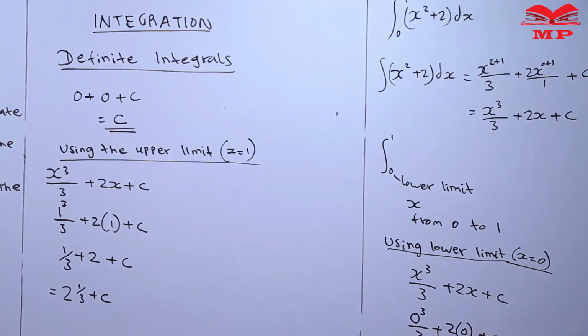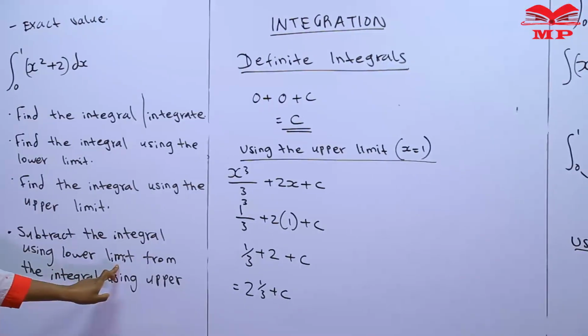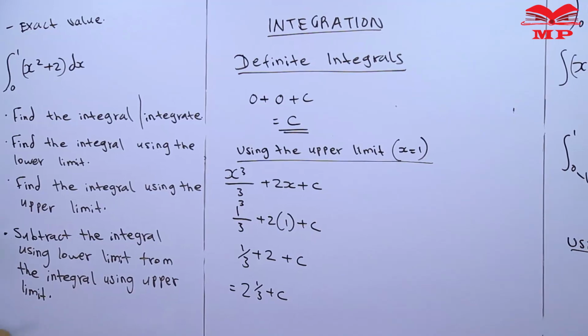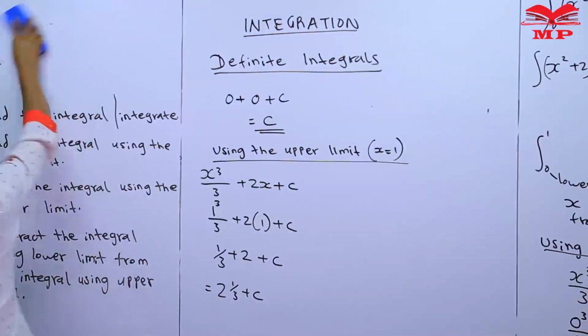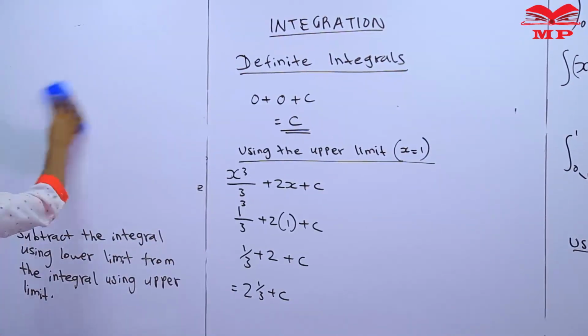Then we have now the last step. Subtract the integral using the lower limit from the integral using the upper limit. So we take the integral using the upper limit. We subtract the integral using the lower limit. So that's the last step.